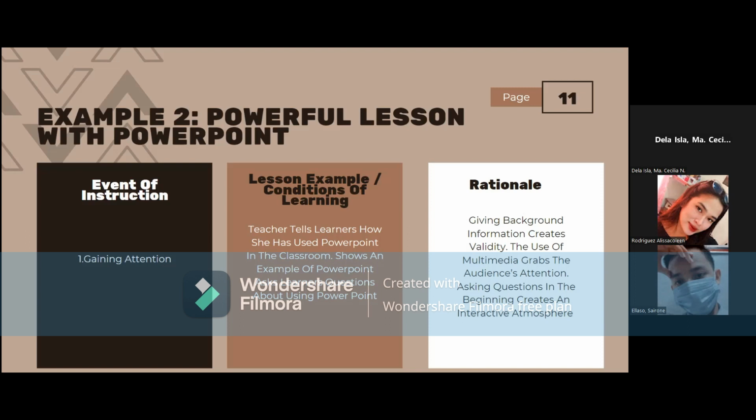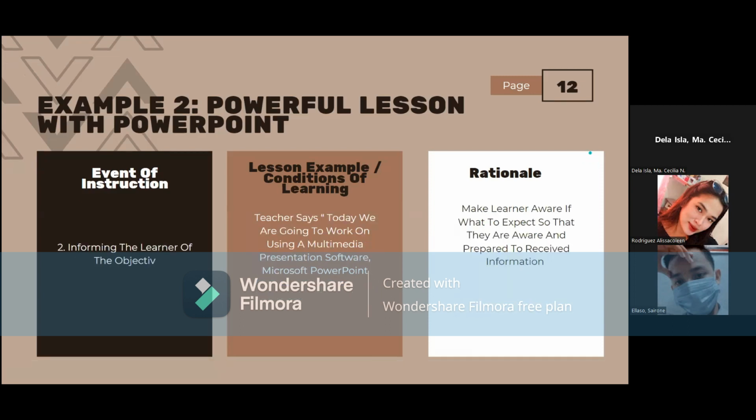Next slide po. Second event of instruction is informing the learner of the objective. Sorry for the typo, it's objective. Lesson example or condition of learning. Teacher says, today we are going to work on using a multimedia presentation software, Microsoft PowerPoint.